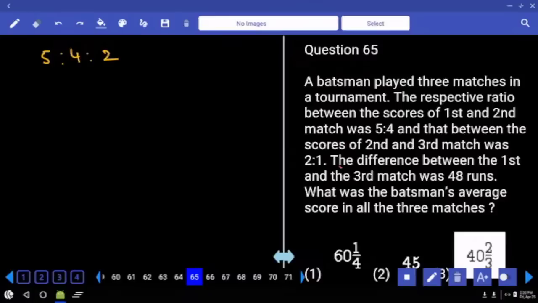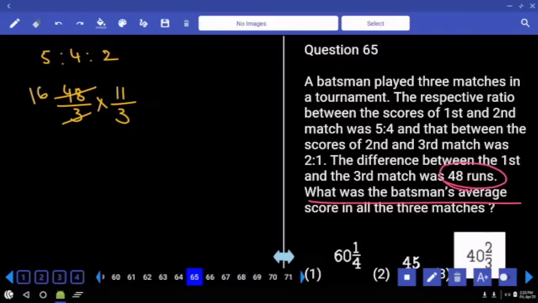The difference between first and third match was 48. Difference in number of parts is 3 parts, which is equal to 48. Then 1 part is 48 divided by 3. Keep it like that. Don't calculate. What was the batsman's average score in all 3 matches? Average, sum divided by 3. Sum is equal to 11 parts, average by 3. 48 by 3, how many times? 16 times.